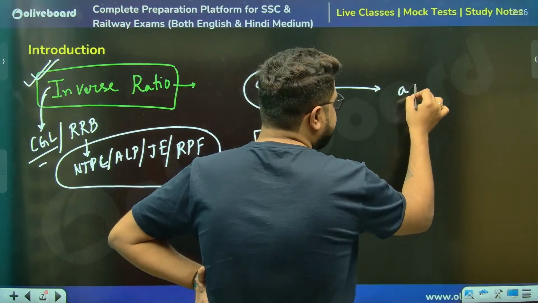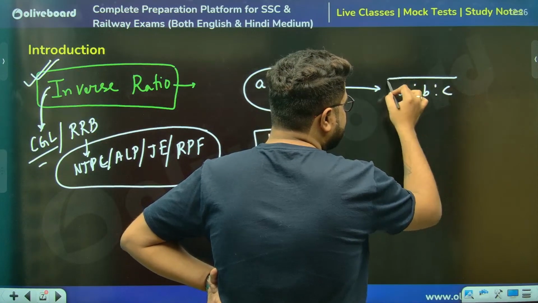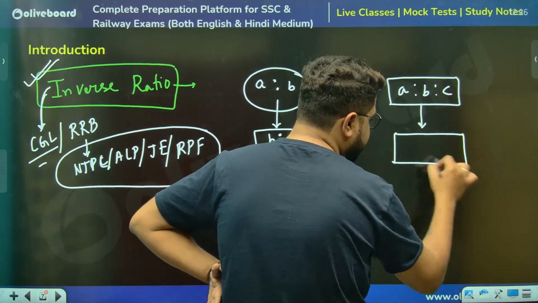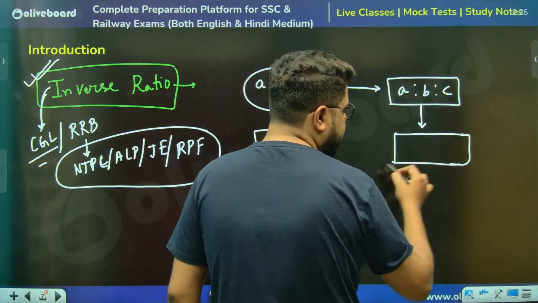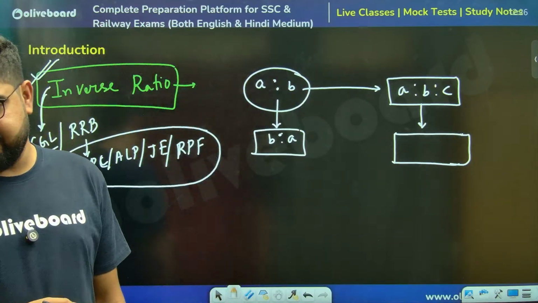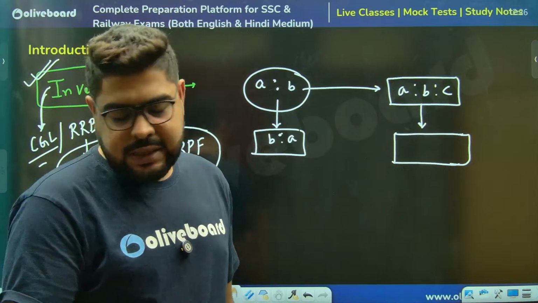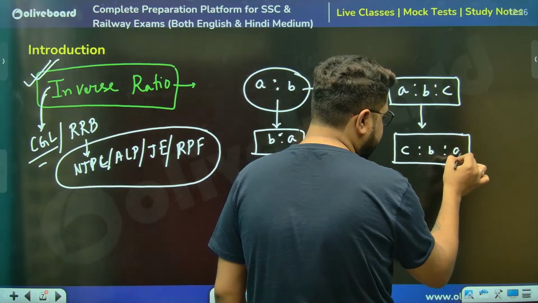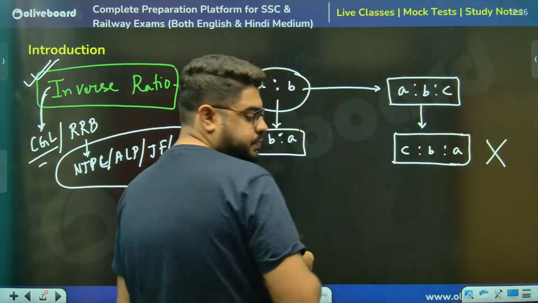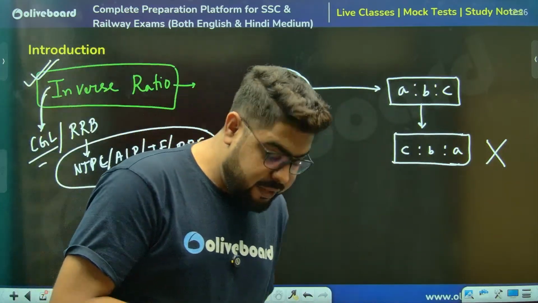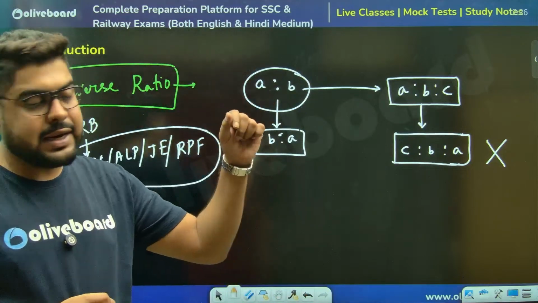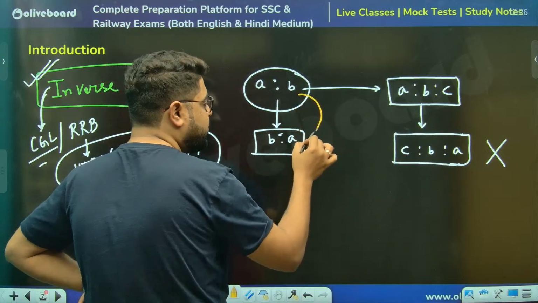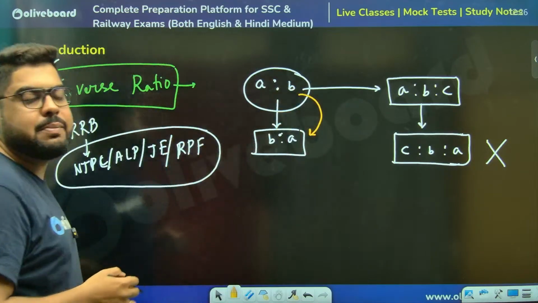So now if I say there is a ratio A ratio B ratio C, what will be the inverse ratio? If anyone is thinking it will be C ratio B ratio A, let me say this is incorrect. Yes, Sagar, you are correct. So please understand, for A ratio B ratio C. For A ratio B, we have written B ratio A.